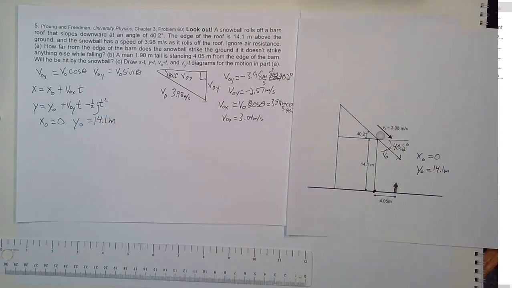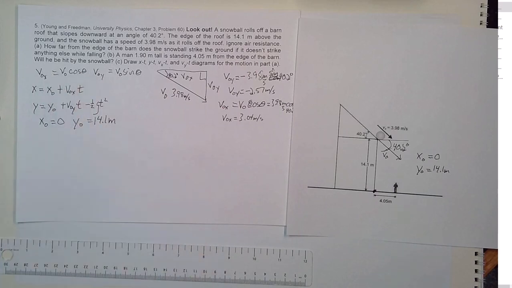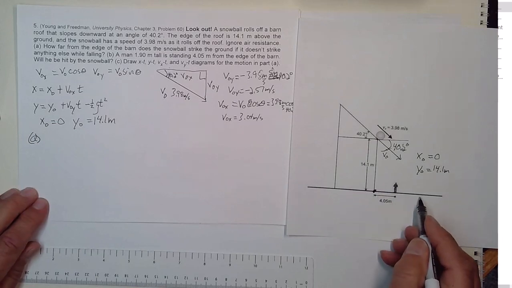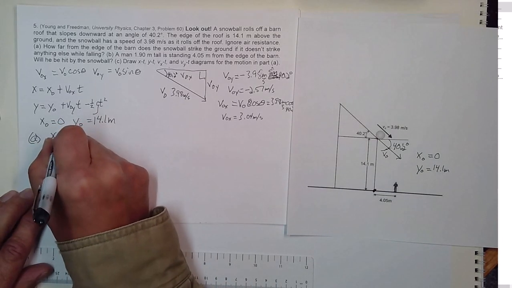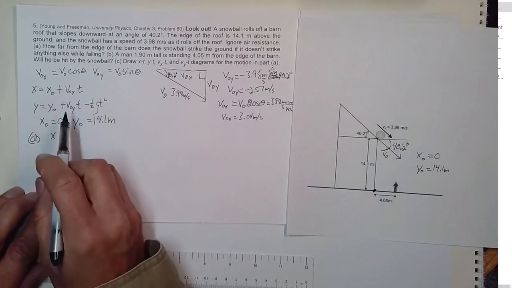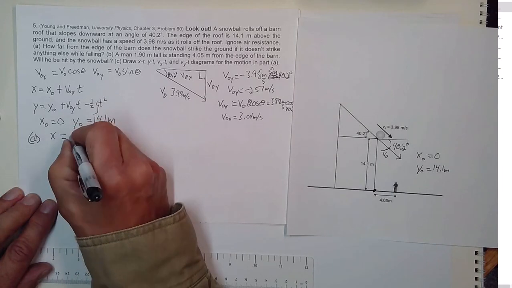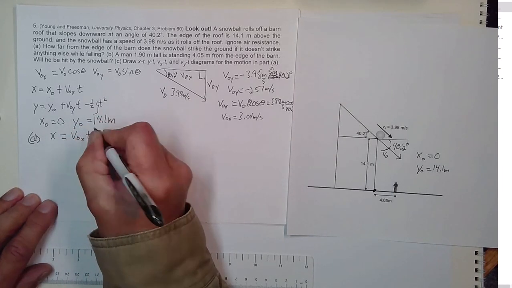Now let's look at what they're going to ask me. Ignore air resistance. All right, how far from the edge of the barn does the snowball strike the ground if it doesn't strike anything else while falling? How far from the edge of the barn? That's going to be in the x direction. So I'll eventually be solving this equation. Now, with x naught being 0, the x equation just becomes V naught x t.